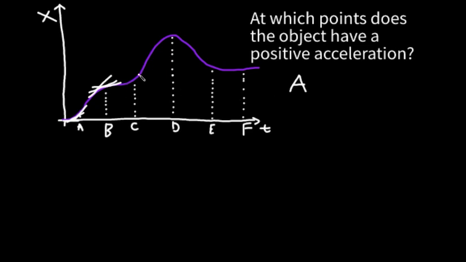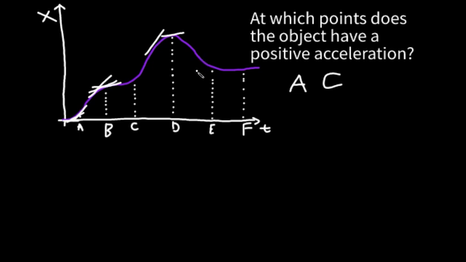And point C strongly replicates point A, so we could say that point C also has a positive acceleration. At point D, we eventually reach a tangent line of 0, so we go from really steep to 0. So that tells us that point D is a point of deceleration.